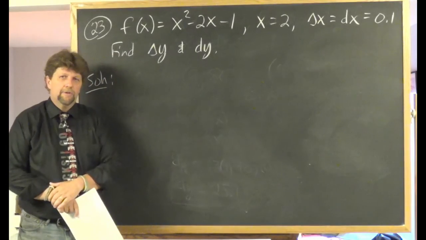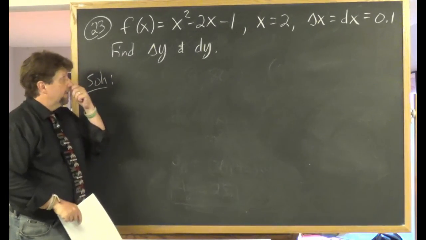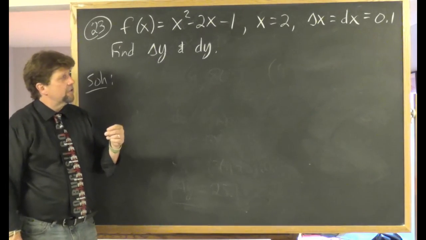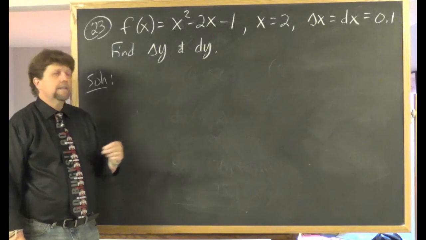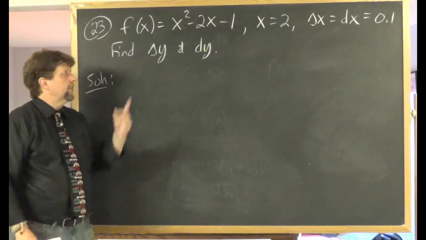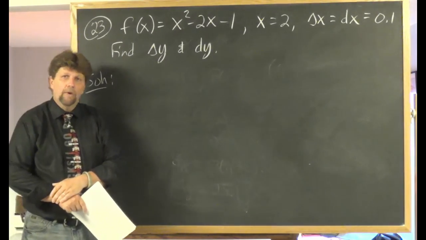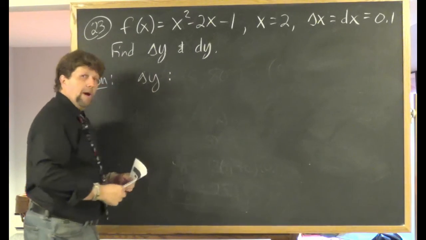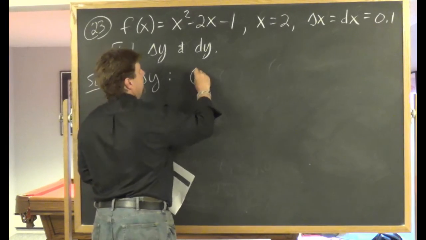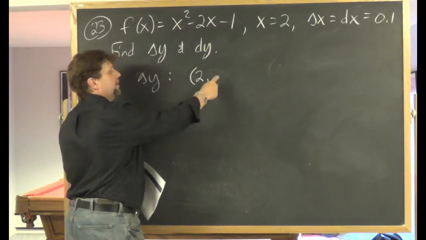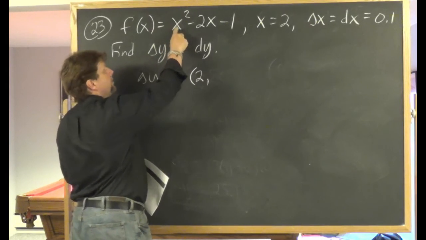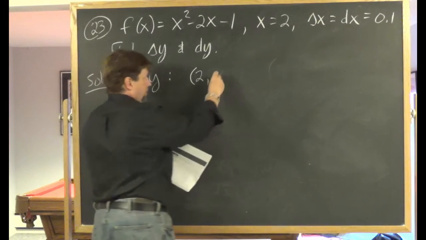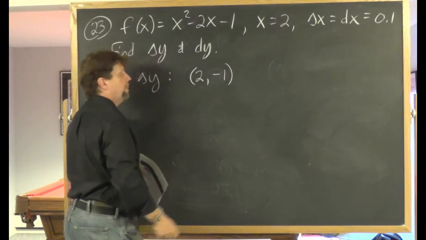Alright folks, let's see if you got number 23 correct. In number 23, the function was x squared minus 2x minus 1. For x is 2, delta x equals dx equals 0.1. And here you were asked to find delta y and dy. So I tend to start by finding the delta y first. So we're starting at an x value of 2 to get the y coordinate. Remember, find f of 2, toss 2 in here for the x's, and you should get f of 2 to be negative 1.